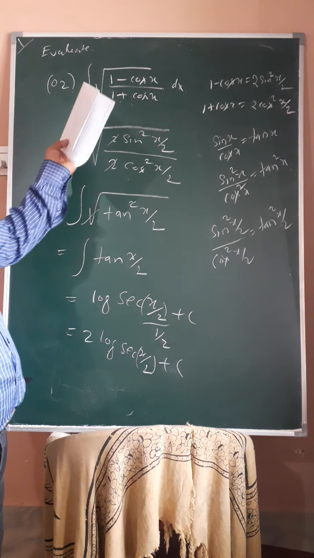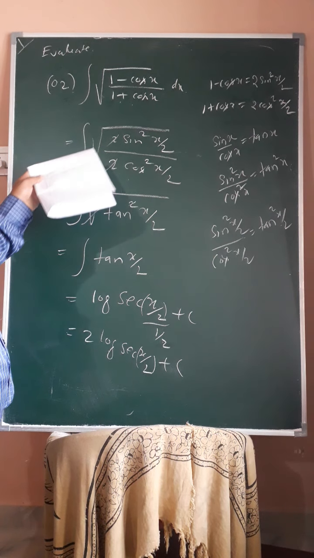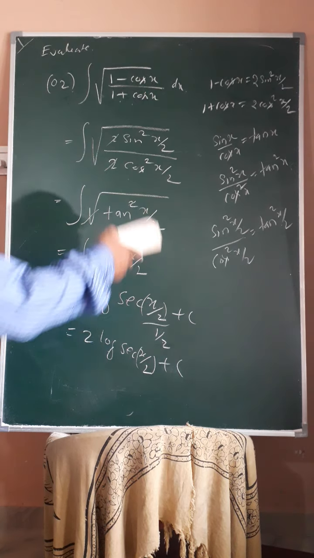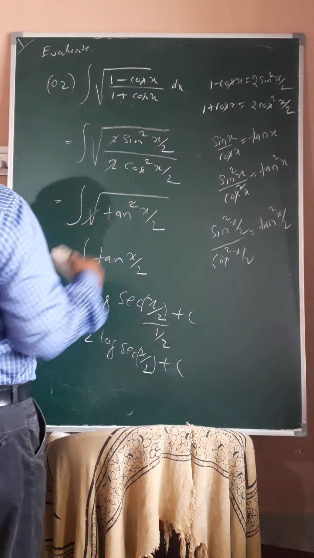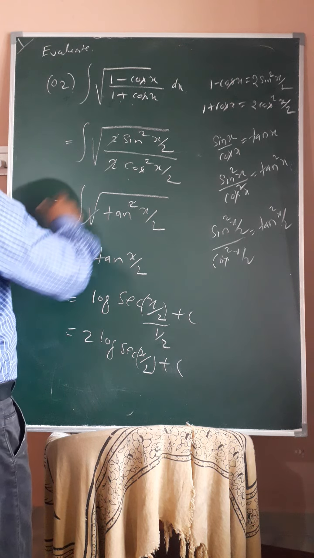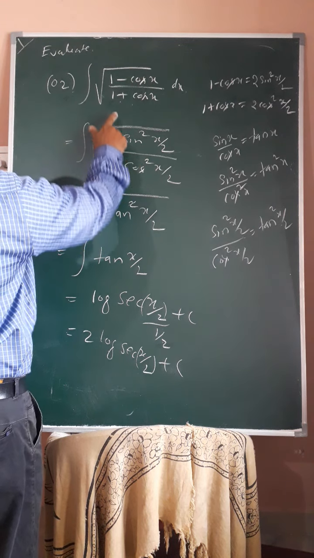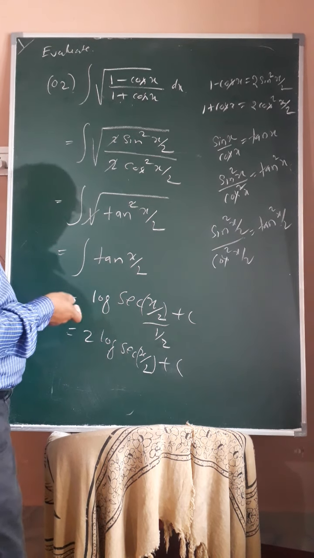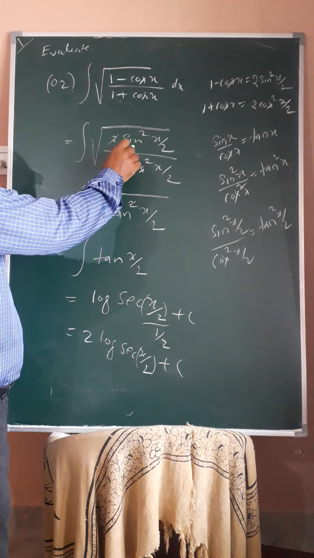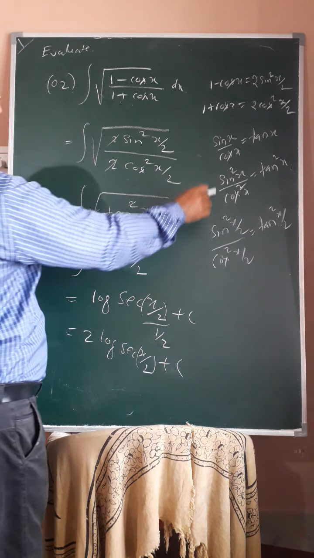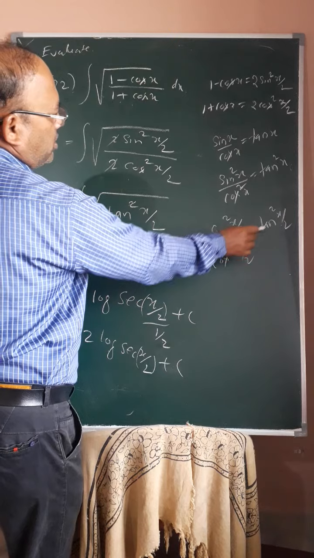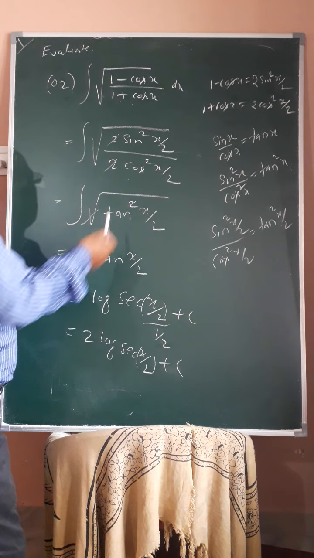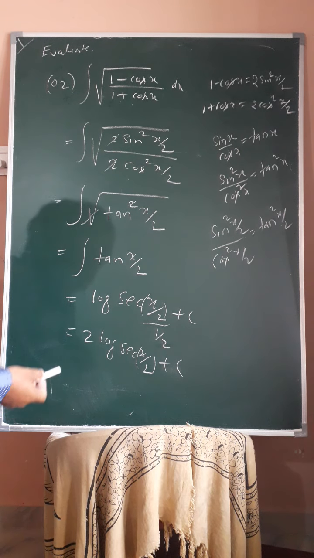This is quite simple if you know the formulas. Remember, 1 minus cos x is 2 sin square x by 2. 1 plus cos x is 2 cos square x by 2. If you remember that, then sin square x by 2 over cos square x by 2 is equal to tan square x by 2. The square root and square cancel, giving tan x by 2. Integration of tan x by 2 is log of secant x by 2 plus c.